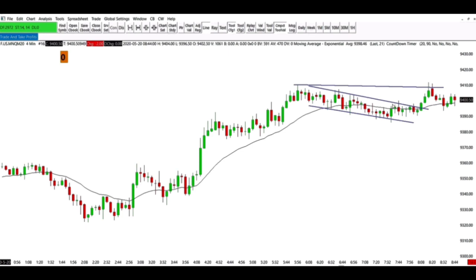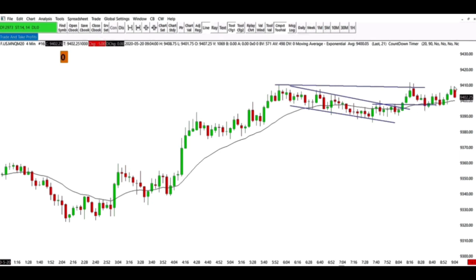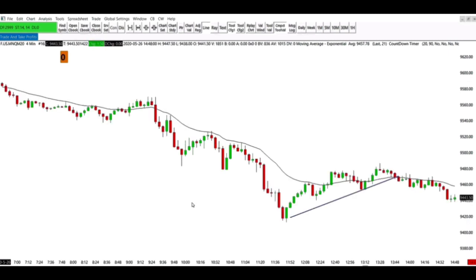So it'd be right here. These levels right here. So as soon as I see it bounce off these levels, I'm looking to get in. All right, so let me show you guys another example. Okay, so here's another example.